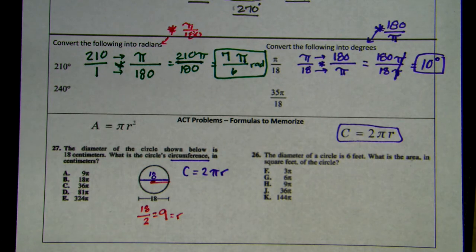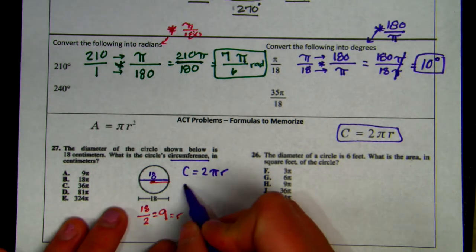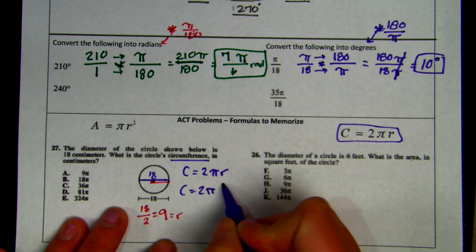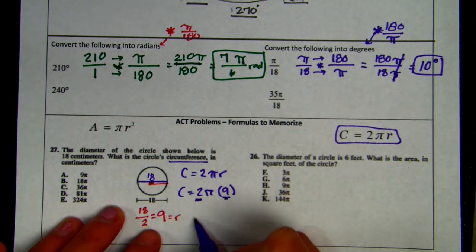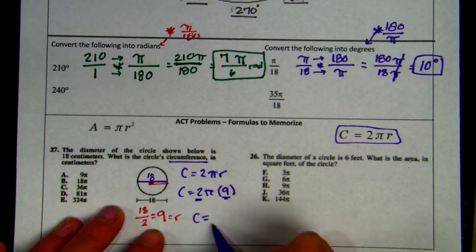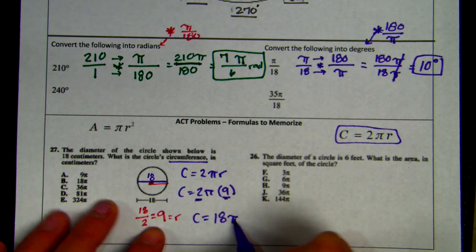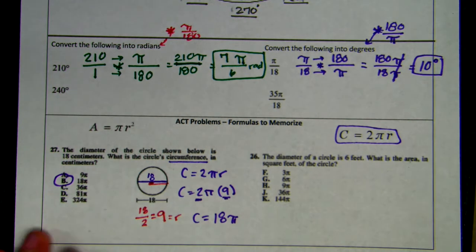I now have circumference is equal to 2 pi times a radius of 9. I can combine my like terms together here. Circumference is 2 times 9 is 18, and I've still got the pi. Correct answer here is B.